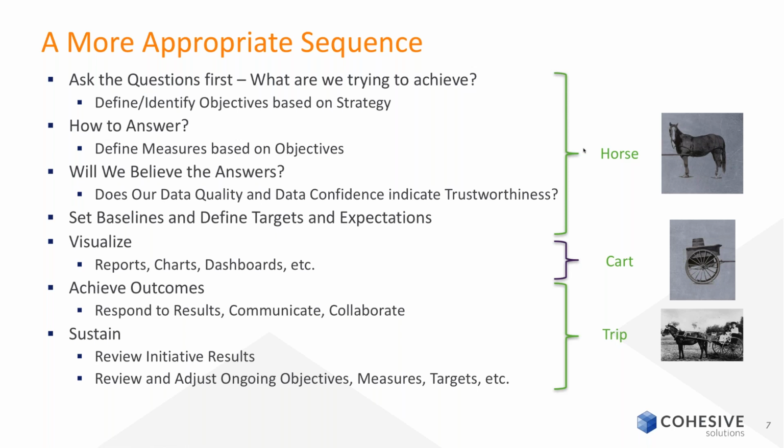After we hook the horse to the cart, it's time to go somewhere. How do we leverage these measures and KPIs to achieve outcomes? By responding to the results and communicating and collaborating around those results. And then how do we sustain improvement? By correlating initiatives and their results and the continuous care and feeding of our objectives, measures, targets, etc. Let's take a closer look at each of these steps in this more appropriate sequence.